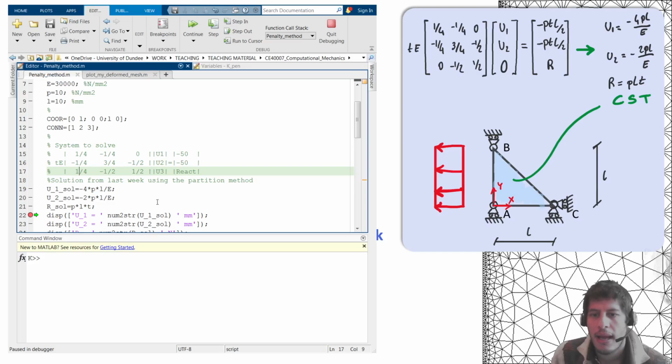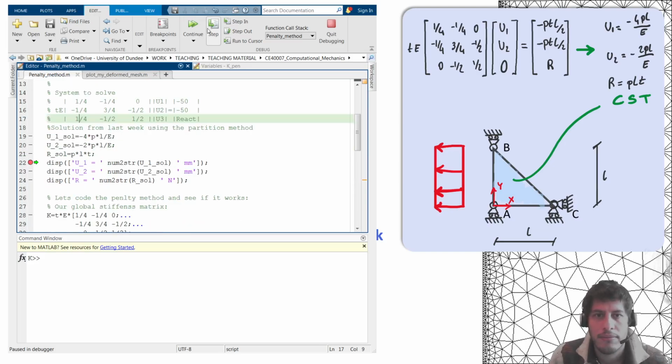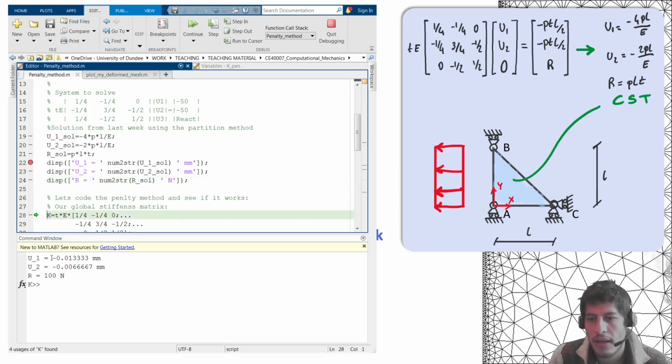Okay. Now, if I do display, then I write U1 is equal to this in millimeters, U2 is equal to that in millimeters, and the reaction was 100 newtons. Okay. Now let's code the penalty method and see if it works and how it works.